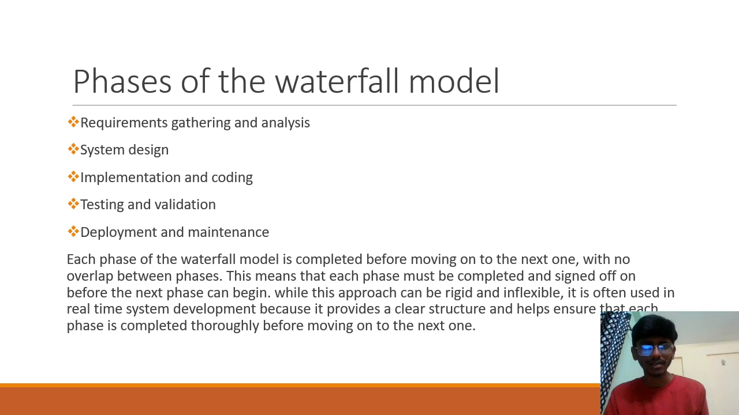Phases of the waterfall model. Requirements gathering and analysis, system design, implementation and coding, testing and validation, deployment and maintenance are the phases of the waterfall model. Each phase is completed before moving on to the next one, with no overlap between phases. This means that each phase must be completed and signed off on before the next phase can begin. While this approach can be rigid and inflexible, it is often used in real-time system development because it provides a clear structure and helps ensure that each phase is completed thoroughly before moving on to the next one.